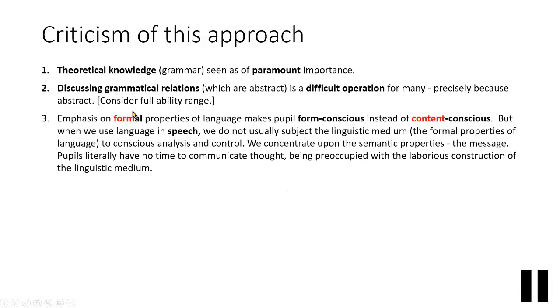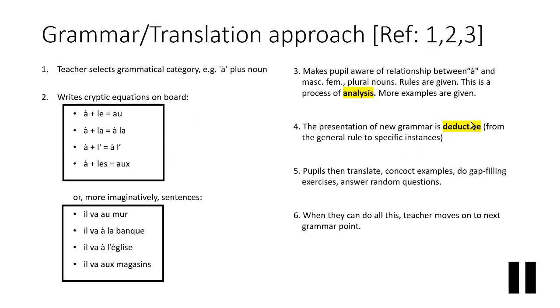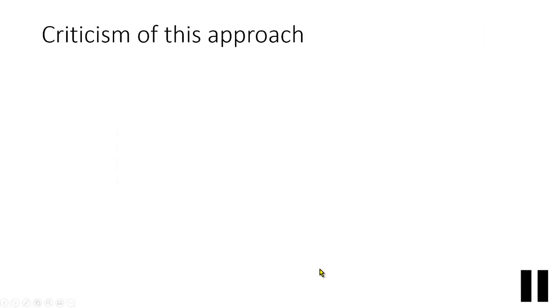Throughout what we've just seen, there's an emphasis on form, the formal properties of language. So pupils are form conscious, not thinking about the meaning, content conscious. If I were to say to you now, what were the examples given, which had the nouns in the previous slide, you wouldn't necessarily have remembered what they were. It was he goes to the wall, the bank, the church, the shops. Possibly bank, church, shops you might have got, but in fact wall, why would you say he goes to the wall?